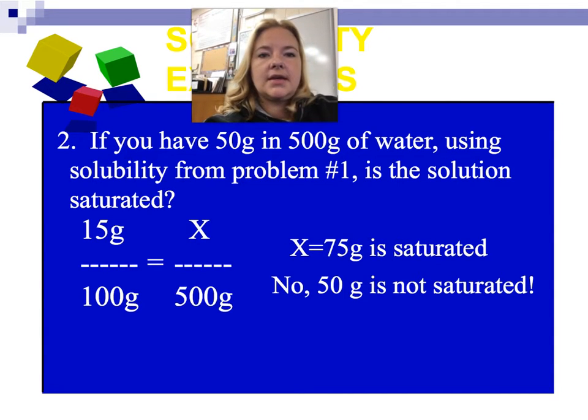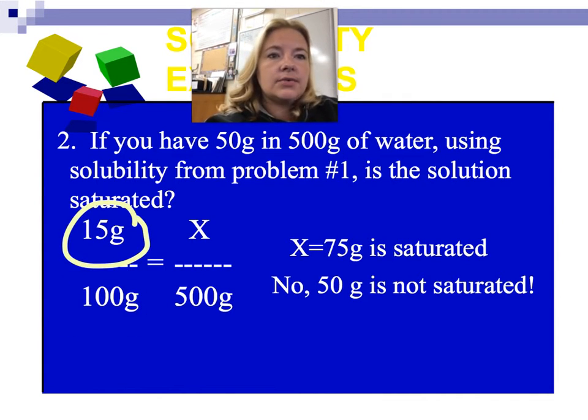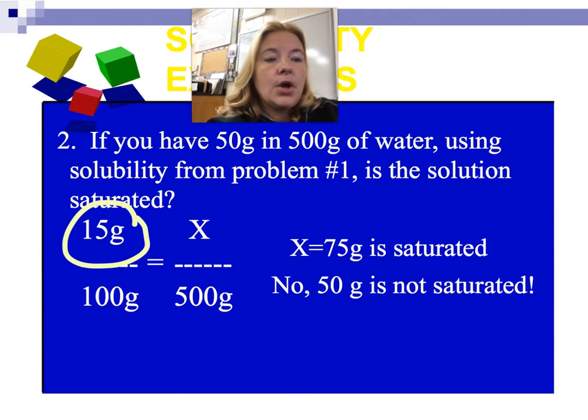You should have taken the original solubility of 15 grams over 100 grams, set it equal to x, trying to figure out how much you could fit in 500 grams. And when you solve for x, you would get that 75 grams would be saturated, but you only have 50 grams in your solution. So that means that you are not saturated. You are unsaturated. You would need 25 more grams in order for your 500 gram water solution to be saturated.